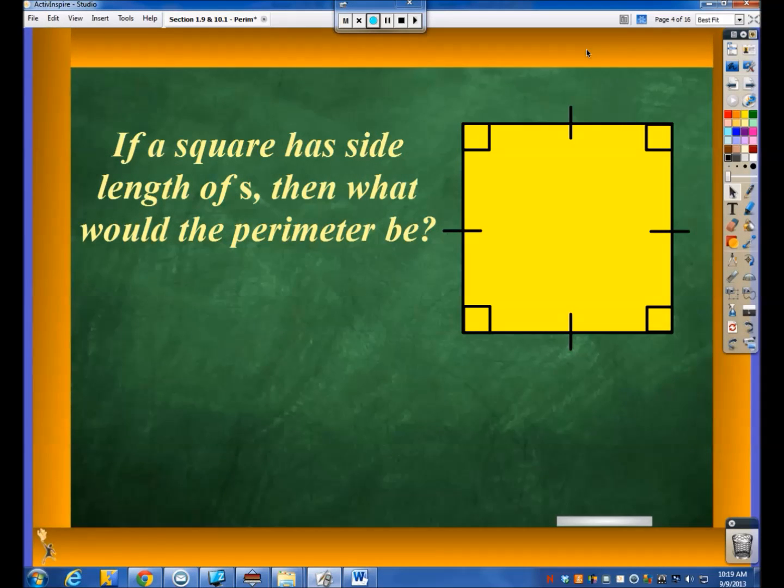Now, if a square has side length of s, so unknown variable length s here, then what would the perimeter be? Well, if a square has 4 congruent sides and each side is s, well then s plus s plus s plus s would be 4s, a fast way of writing it. So nothing terribly tricky here.